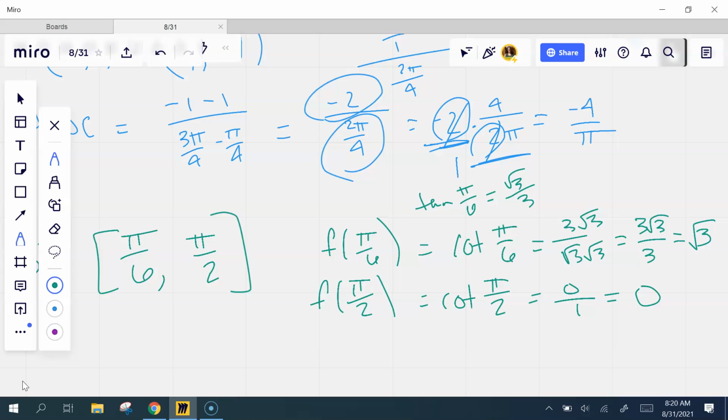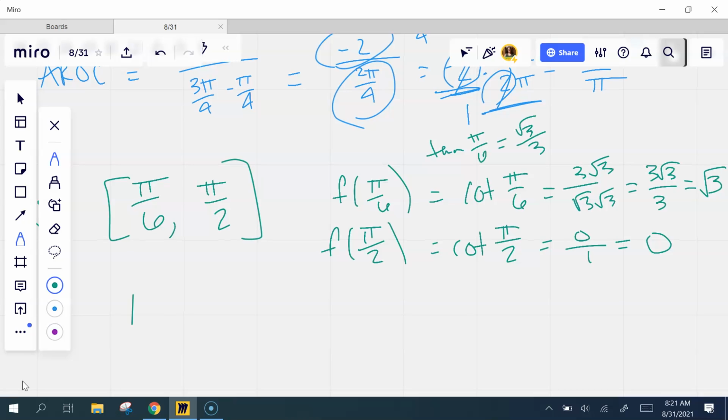Either way, I got the same answer. I treated undefined as 0. Oh, I got you. Yeah, don't do that. All right, so then my average rate of change is square root of 3 minus 0 over pi over 6 minus pi over 2.